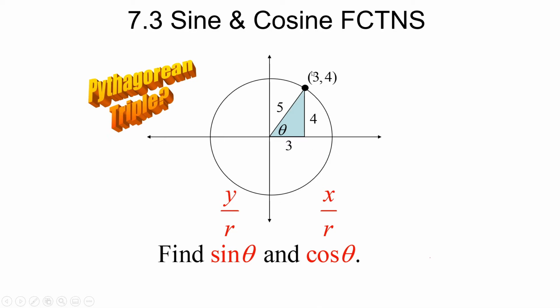And x over r would be 3 over 5. So you could do SOHCAHTOA too if you want, but I'm really focusing on the algebraic definitions. But you see it right here. Sine is opposite to hypotenuse, 4 over 5. Cosine is adjacent to hypotenuse, that'd be 3 over 5.